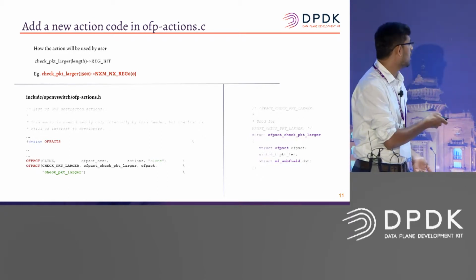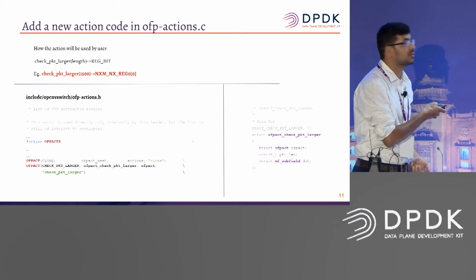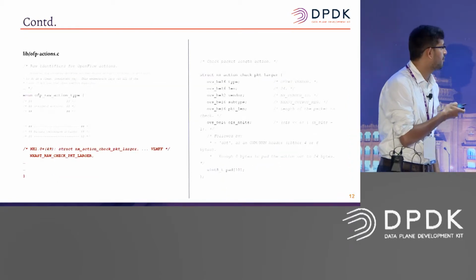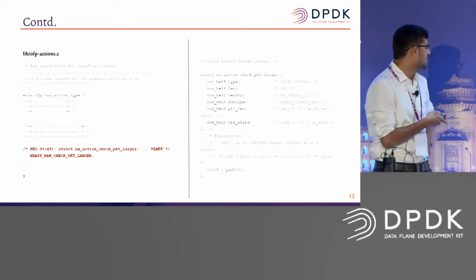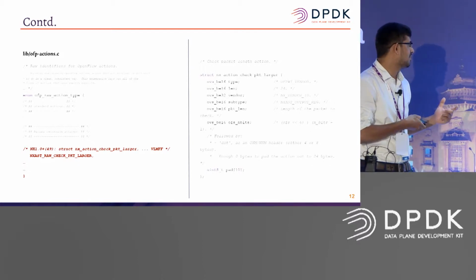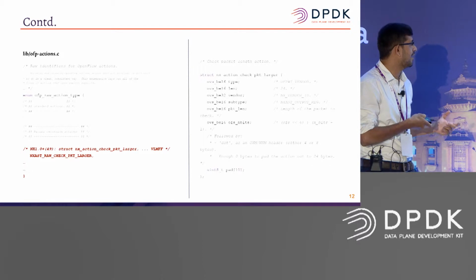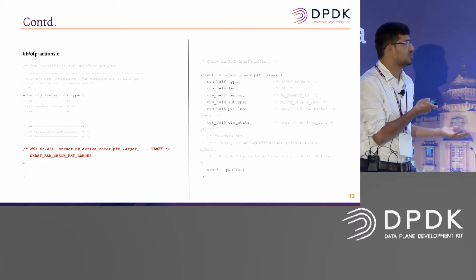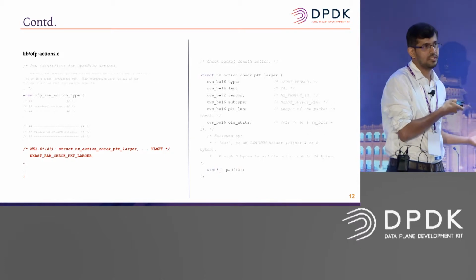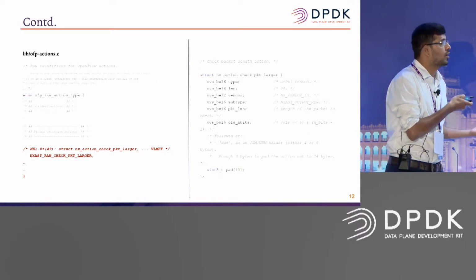Okay, so this is how it looks. From an OFCTL point of view, you need to add certain code in this section of OVS, saying first of all that this is how my ofpact will look. If you see the structure here, for this action it only needs two input variables: one is the length it wants to check, and the other is where it wants to store the result.